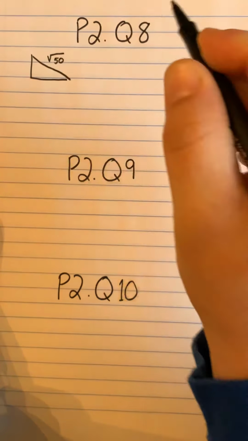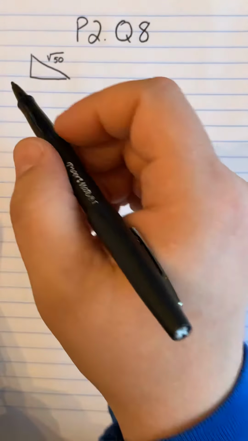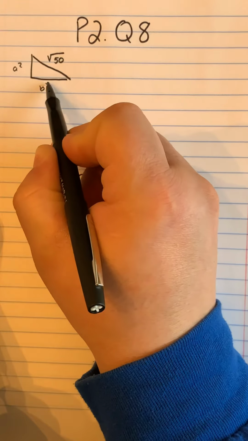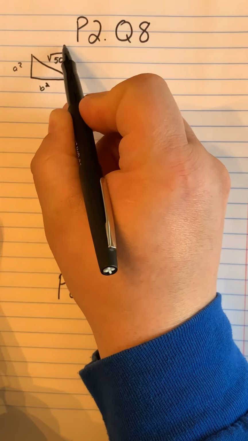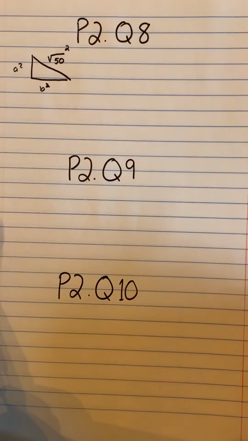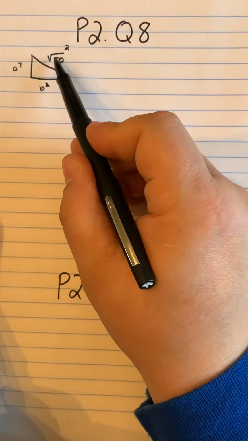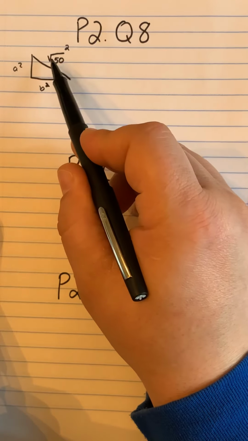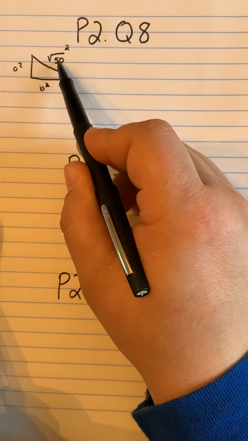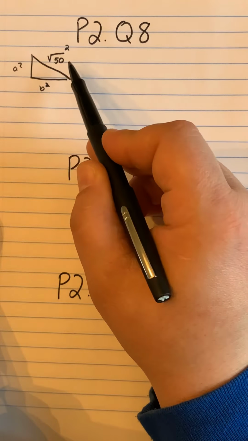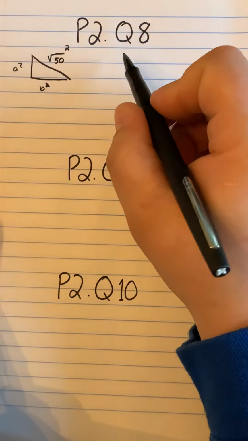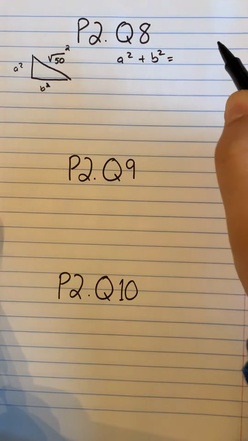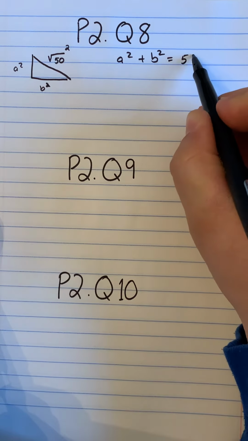Okay? So we know that a squared plus b squared equals c squared. So this squared. Well, what do we know about the square root and the square? Those would cancel each other out. So that means if we take the square root of 50 and then we square it, we actually end up back at 50. So I know that a squared plus b squared in this instance actually equals 50.